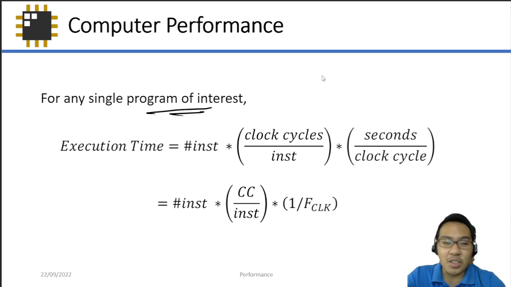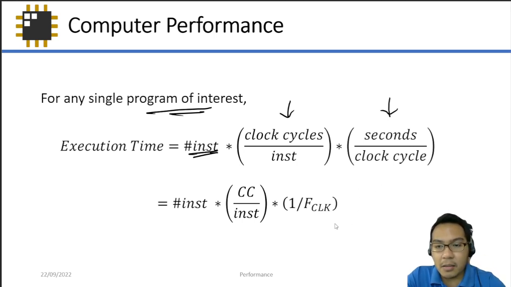But in general, the execution time for any specific program is based on the number of instructions of that program times the number of clock cycles taken by the processor per instruction that it's executing, times the number of seconds that it takes for a clock cycle to finish. And this is actually just the reciprocal of the frequency, because this is in seconds.